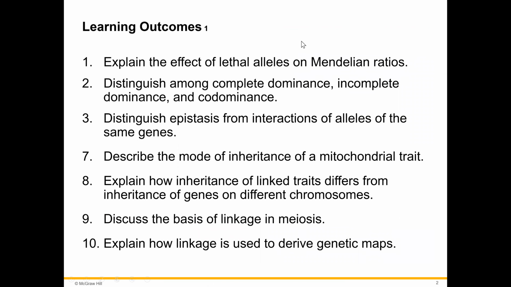Learning outcome for this chapter. After studying this chapter, students should be able to explain the effect of lethal alleles on Mendelian ratio, distinguish among complete dominance, incomplete dominance, and codominance, distinguish epistasis from interactions of alleles of the same genes, describe the mode of inheritance of a mitochondrial trait, explain how inheritance of linked traits differ from inheritance of genes on different chromosomes, discuss the basis of linkage in meiosis, and explain how linkage is used to derive genetic maps.